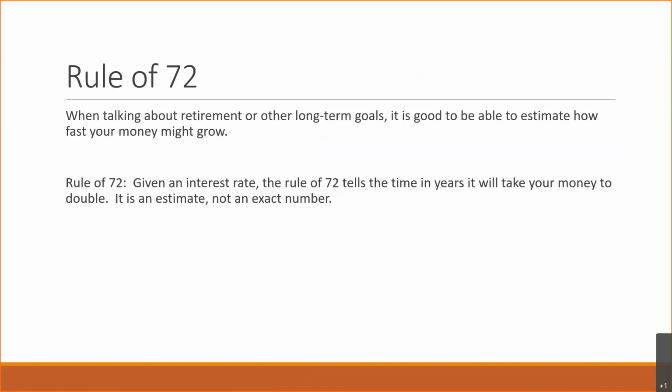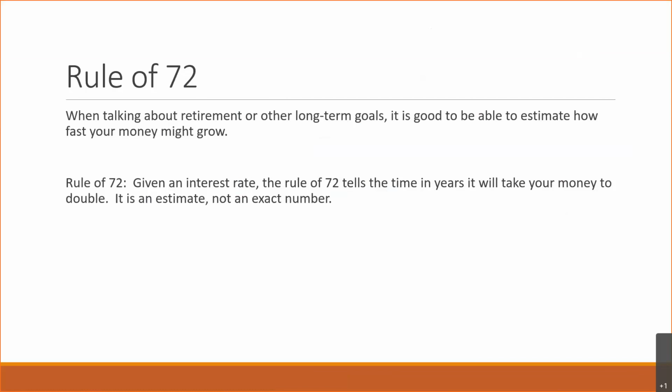So how do you use the rule of 72? Well, the rule of 72 is pretty easy. Basically, you take 72 divided by whatever your interest rate is, and the result will tell you how many years it takes for your money to double if you just left the money in the account and it was compounding. So, for example, if you had an interest rate of, say, 12%, well, 72 divided by 12 would tell you that after 6 years, you would have double your money.